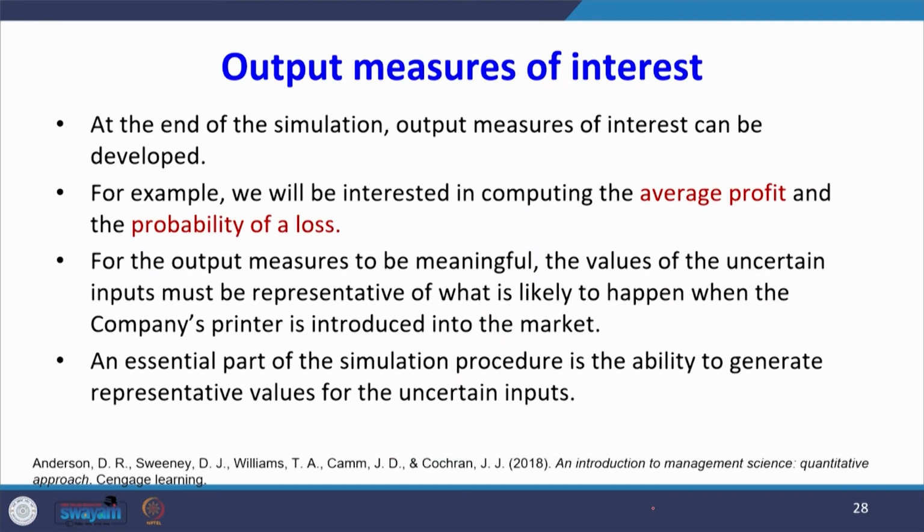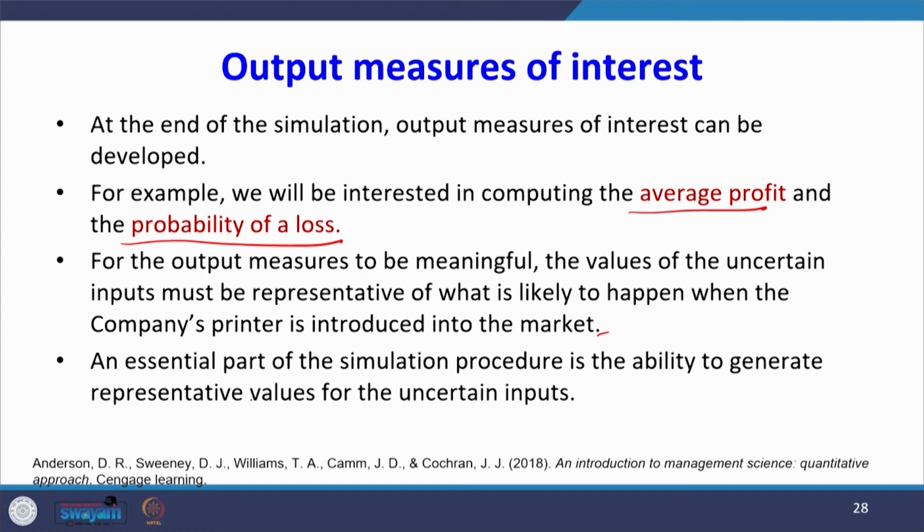Next, output measures of interest. At the end of the simulation, output measures of interest can be developed. For example, we will be interested in computing the average profit and the probability of loss. Here the probability of loss is the risk of getting into loss when we launch a new product. For the output measures to be meaningful, the values of the uncertain inputs must be representative of what is likely to happen when the company's printer is introduced into the market. As I told you previously, the output measures should be directly affected by the inputs. Sometimes some inputs may not directly affect your output measures, but we have to consider only the inputs which directly affect the output.